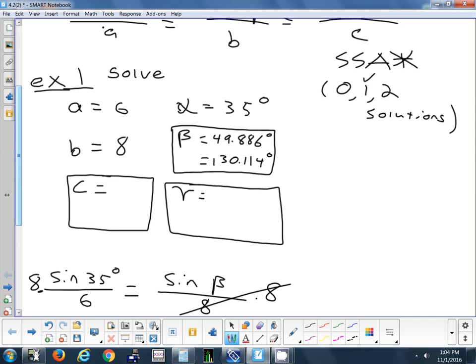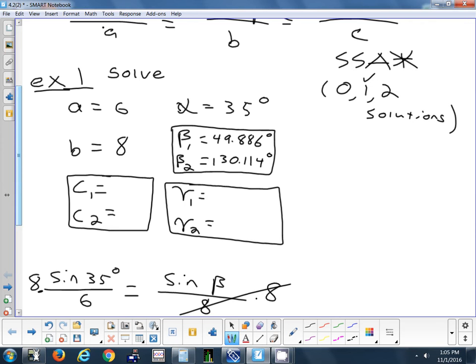And now what I'll do is, because I have two angles for beta, I'll call the first one beta 1. And I'll call the second one beta 2. Now, if I have a beta 1 and a beta 2, what do you think is going to happen with gamma? It's going to be a gamma 1 and a gamma 2. And what about for C? A C1 and a C2.